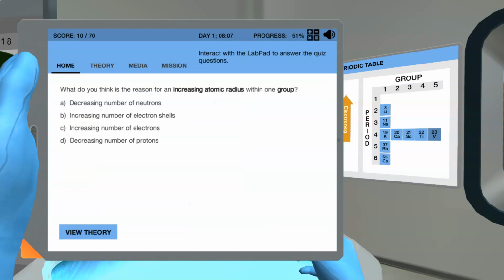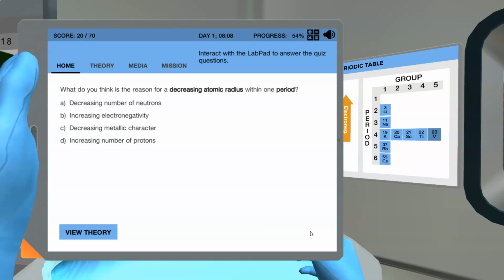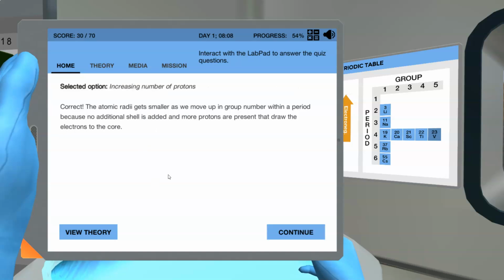What do you think is the reason for an increasing atomic radius within one group? Genius. The increase of the number of electron shells within one group directly influences the atomic radius of the elements. What do you think is the reason for a decreasing atomic radius within one period? Correct. The atomic radii gets smaller as we move up in group number within a period because no additional shell is added and more protons are present that draw the electrons to the core.